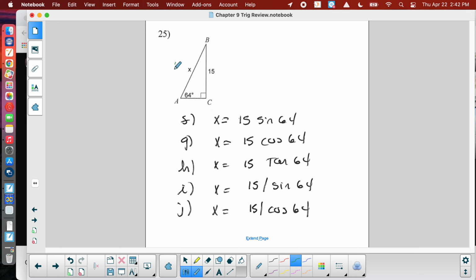Again, hypotenuse, opposite, adjacent. This is going to be sine of 64 is 15 over x. So it's going to be a sine to start with, and it's going to be 15 divided by sine 64. I is my answer.